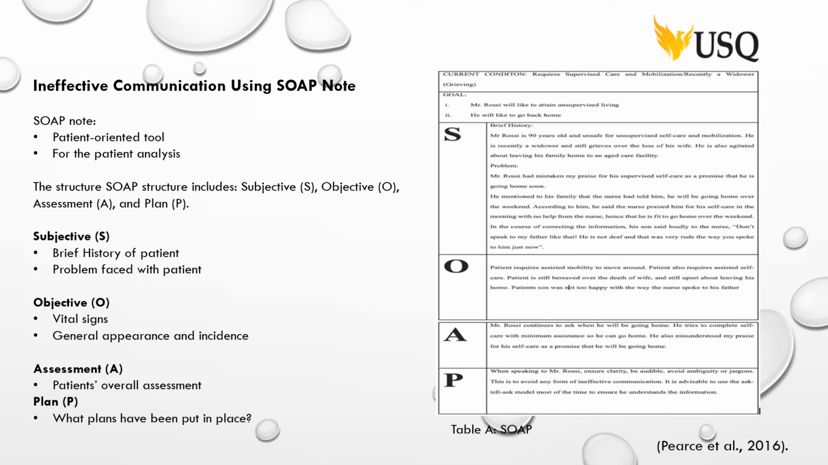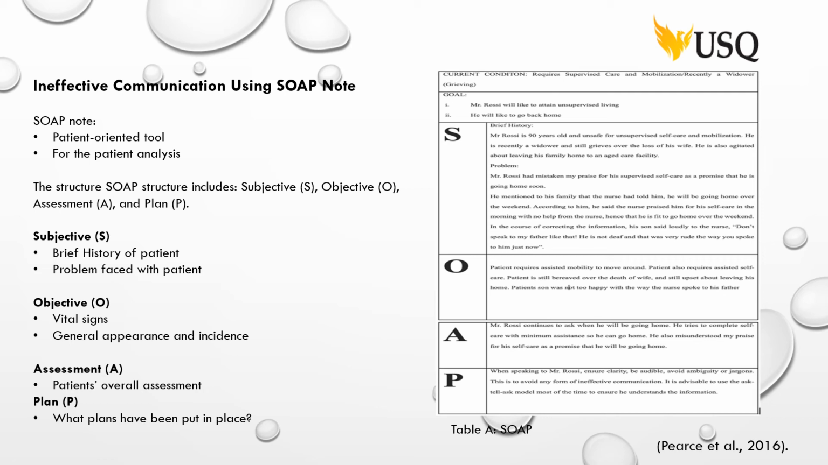So Mr. Rossi requires assisted mobility to move around, and he also requires assisted self-care. Basically, the patient is still bereaved over the death of his wife and is upset about leaving his home, as mentioned before. And the patient's son was not too happy about the way the nurse spoke to his father when the nurse was trying to clarify things.